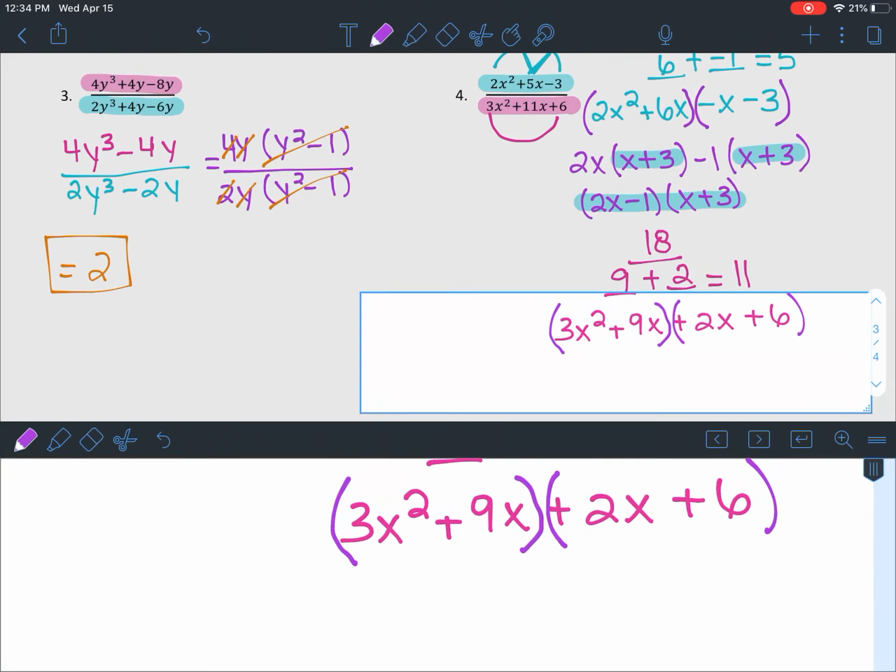I have 3x squared plus 9x. What's something that they both have in common? Well, they both have 3 in common. And they both have x in common. So if I pull out a 3x, I'm going to be left with x plus 3.